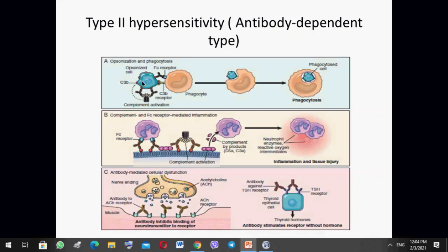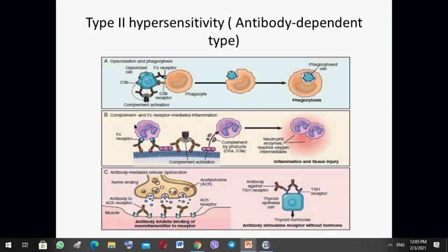And by the way, the process of opsonization here will not be against a virus or bacteria or pathogen. It is usually against a normal cell or normal tissue. So we call it a hypersensitivity reaction because it is an inappropriate reaction, okay? Because it is an abnormal reaction in our system against ourselves. So this is the first mechanism.